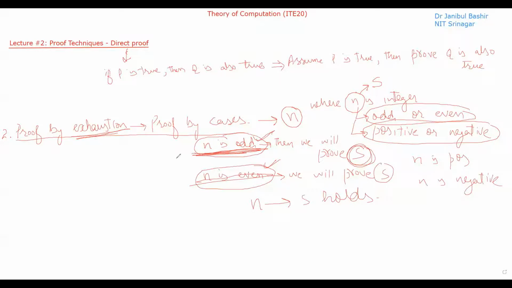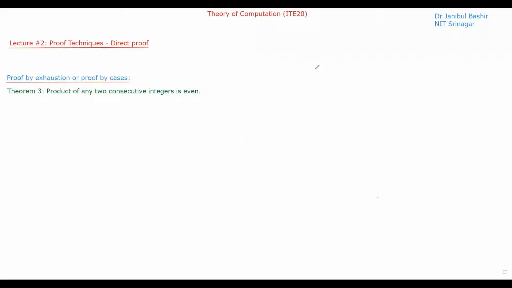Let me explain it with the help of one example that will help us to understand proof by cases in a much better way. So let's take this particular theorem. Theorem 3: the product of any two consecutive integers is even. So what are the integers? For example, these are the integers: -3, -2, -1, 0, 1, 2, 3, 4, 5, 6.